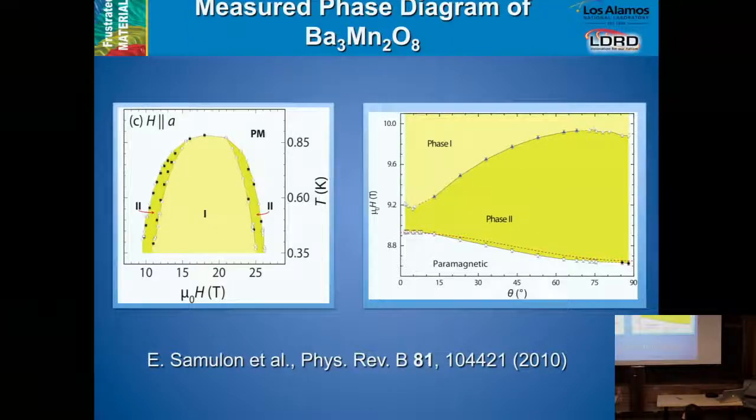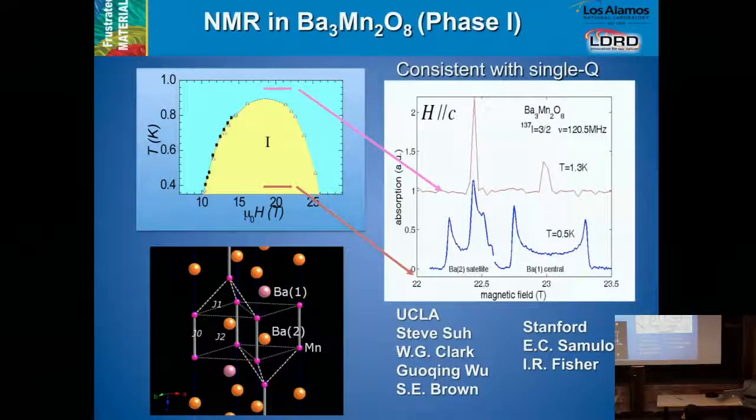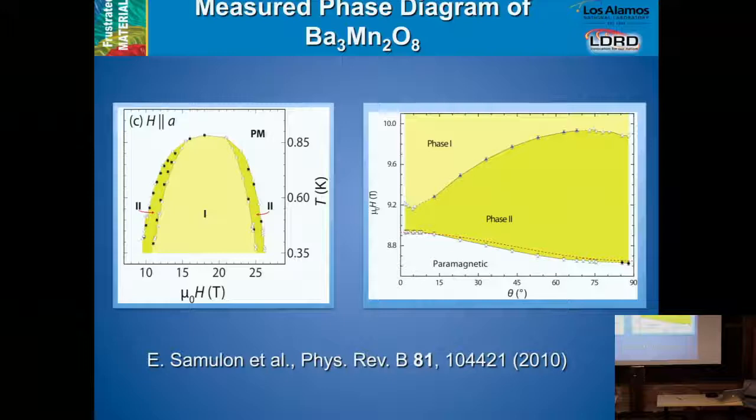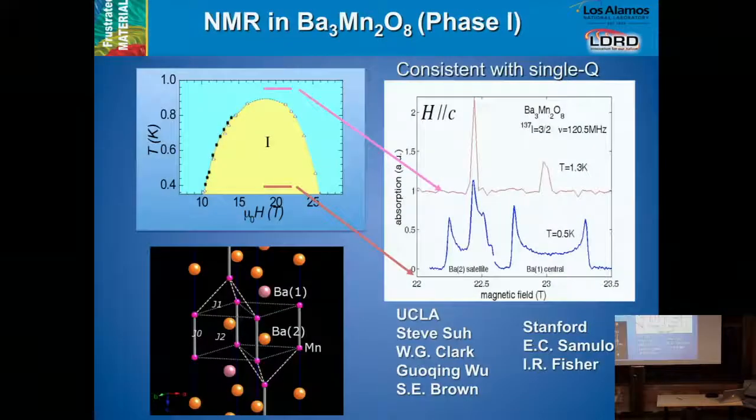And there is evidence, as I will show in the next slide, that this is a single Q ordering. So this is the angular dependence of this phase diagram. Even when the magnetic field is along the z-axis, that is the interesting orientation, you still have two phases, phase two and phase one. And for phase one, from NMR measurements, it's pretty clear that this is a single Q ordering. That comes from this double horn-like line shape of the NMR. So if this is single Q ordering, that means that whatever you have here is a multi-Q ordering, and the question is what type of multi-Q ordering.